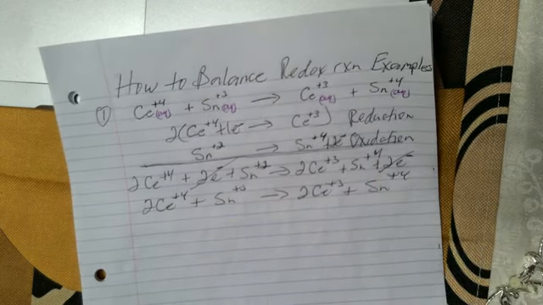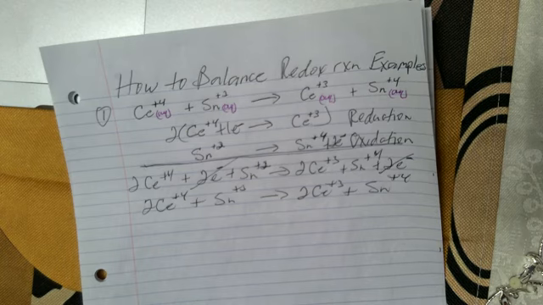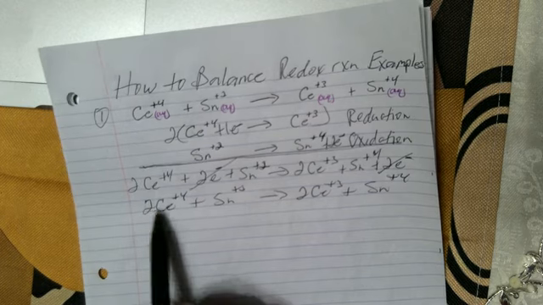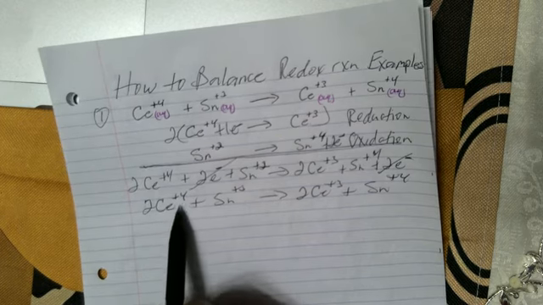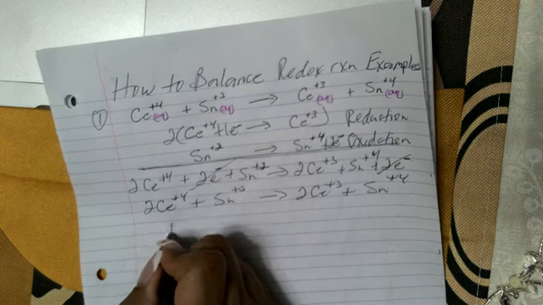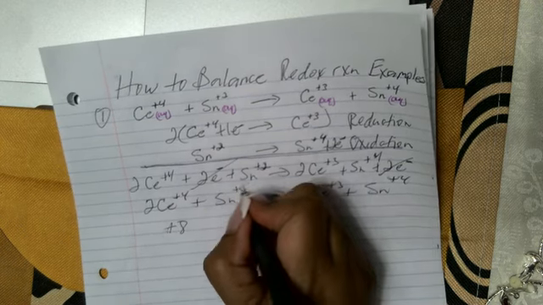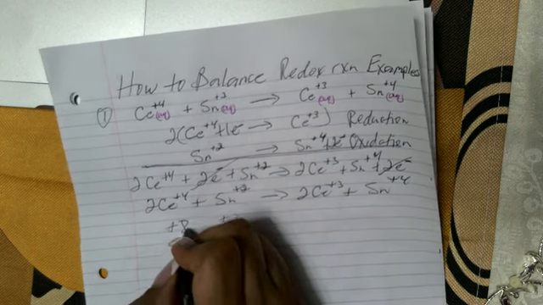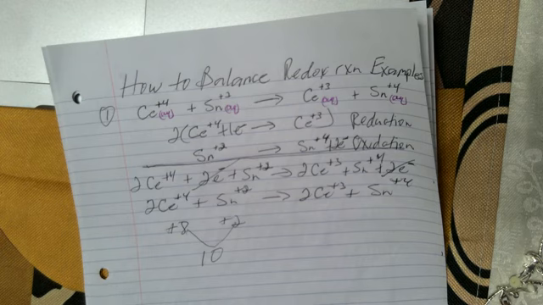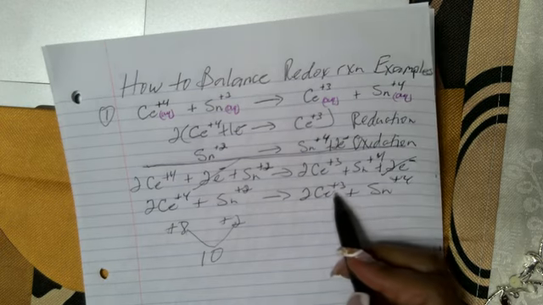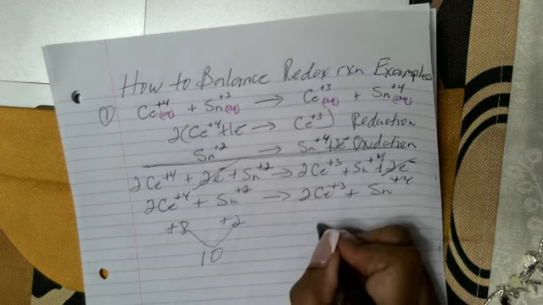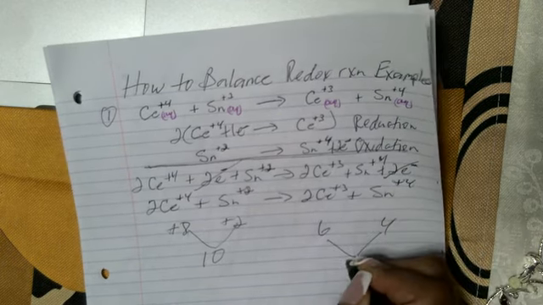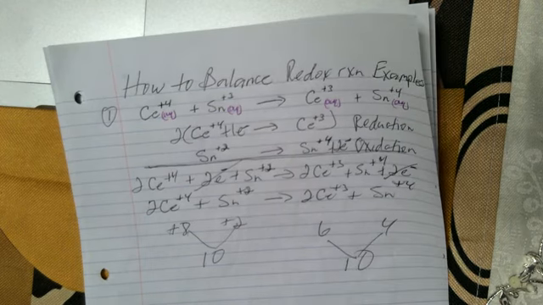Now remember, I said this has to be balanced according to charge, right? So I have 2 Ce with a +4. So that's 2 times +4. So this right here is +8. I got Sn with a +2. This is +2. So this charge over here so far is 10. Okay? We got 2 times +3 here. That's going to give me 6. And over here we got 4. So this is equal to 10. So guys, we see that it is equal in charge.